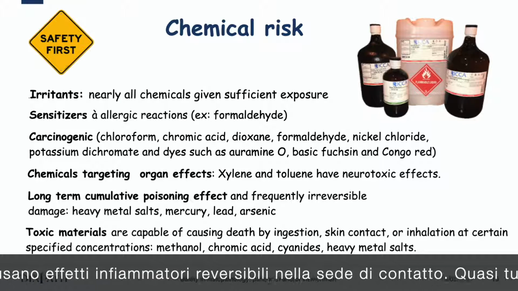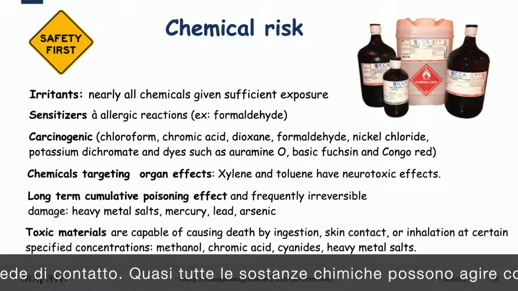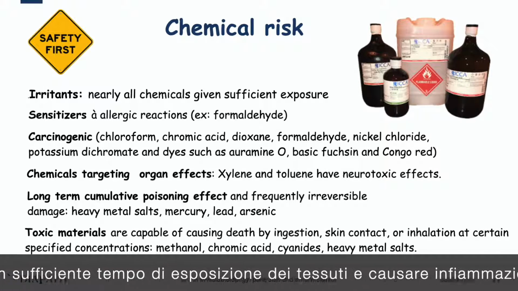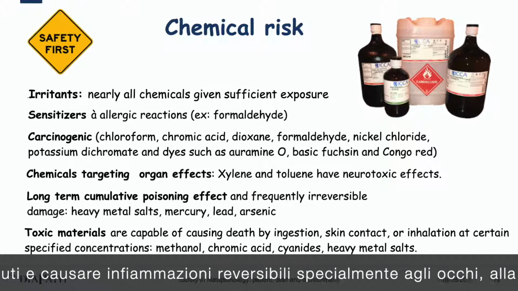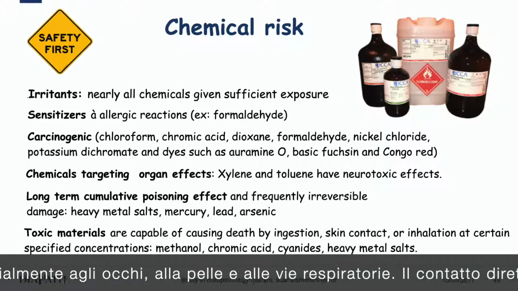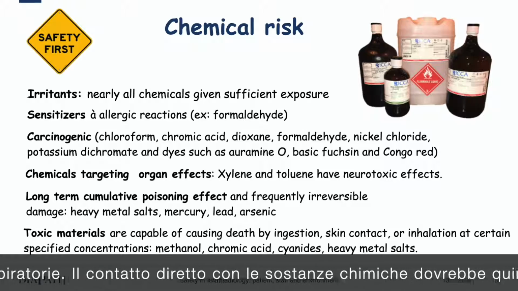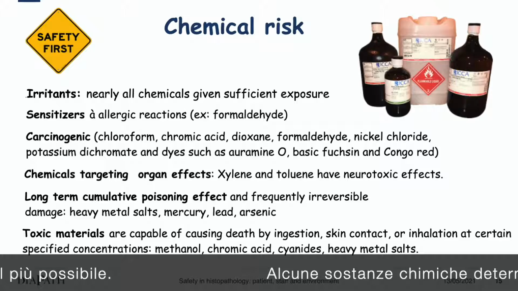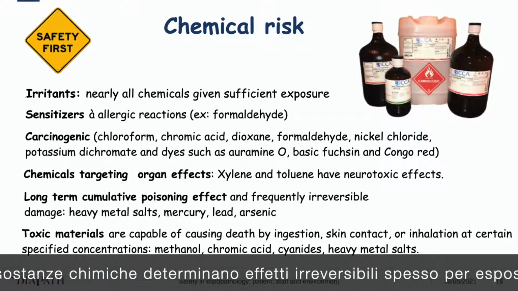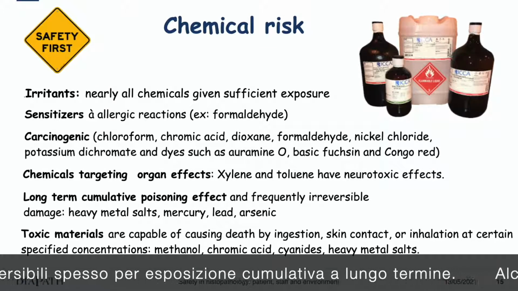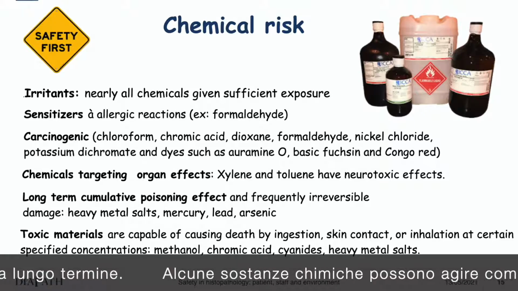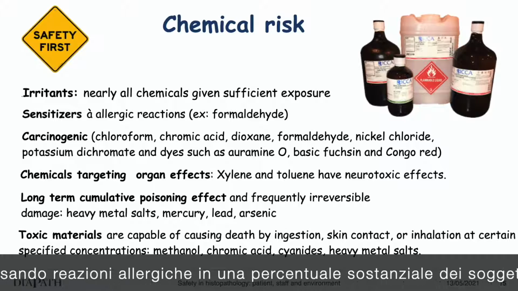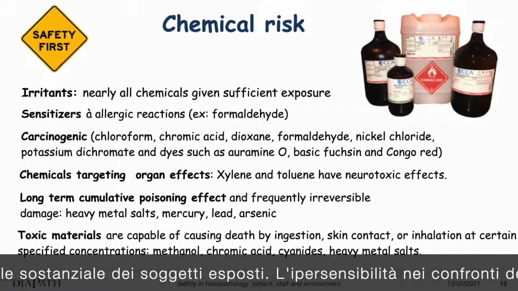Irritants cause reversible inflammatory effects at the site of contact. Nearly all the chemicals can act as irritants, given sufficient exposure to tissue, and cause reversible inflammation, especially of the eyes, skin, and respiratory passages. Direct contact with chemicals should therefore be avoided as much as possible. Some chemicals determine irreversible effects, frequently by cumulative long-term exposure. Some chemicals can act as sensitizers, causing allergic reactions in a substantial proportion of exposed subjects.